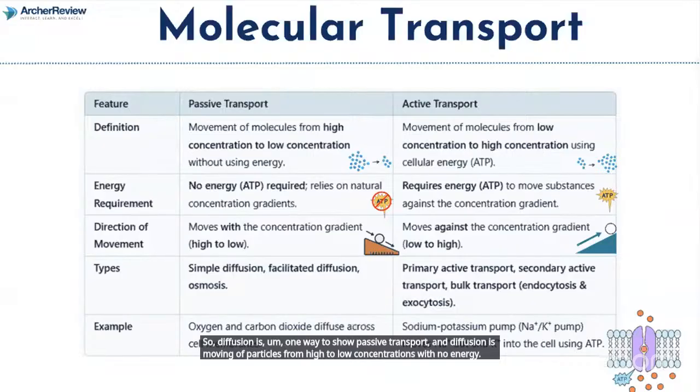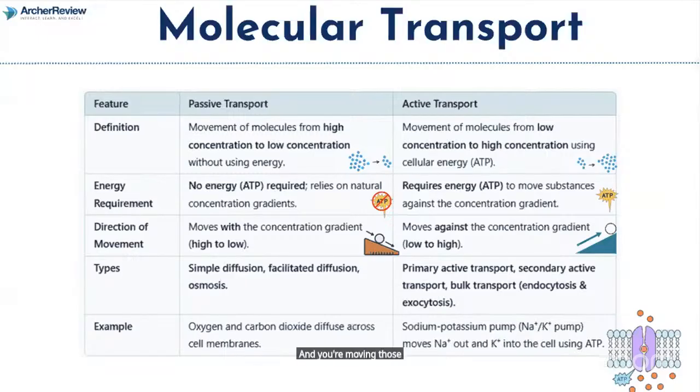Active transport, on the other hand, it's the opposite. Active transport does require energy. This is moving particles against the grain. You're taking particles in an area where there's not that many and you're moving those particles into an area where there has already been plenty of particles.